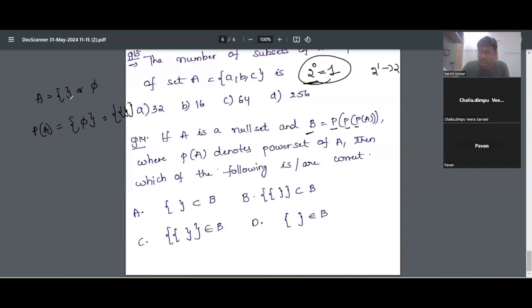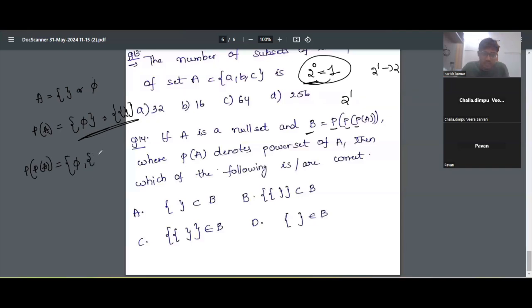Since set A has 0 elements, how many elements will power set of A have? 2 raised to the power 0, which is 1 element. This is how I represent power set of A. Next, I'll have to represent power set of power set of A. Now power set of A has one element, so its power set will have 2 elements, because 2 raised to the power 1 is 2. What are those elements? First, the empty set comes. This is not the empty set, this is the set of the empty set.